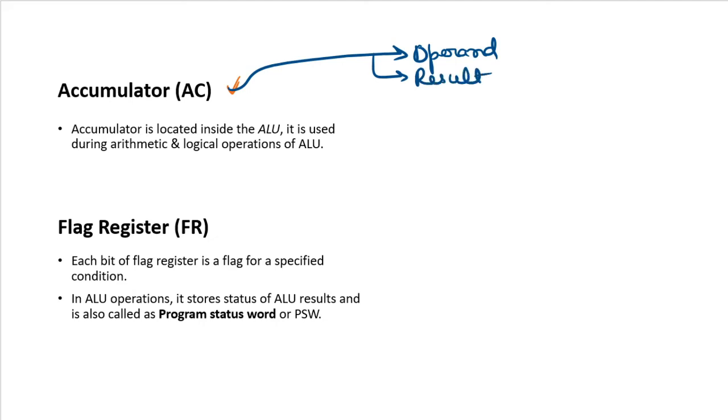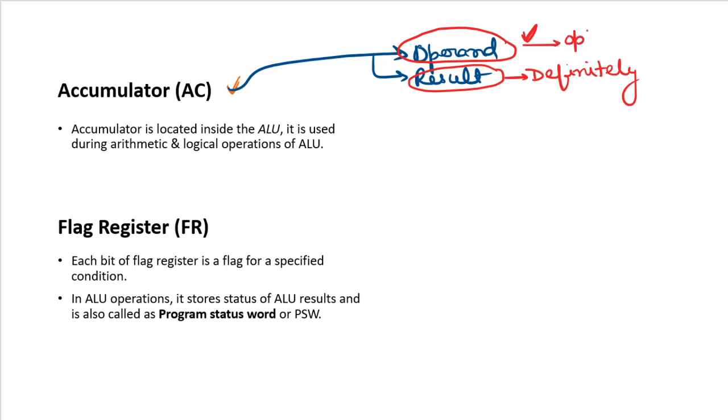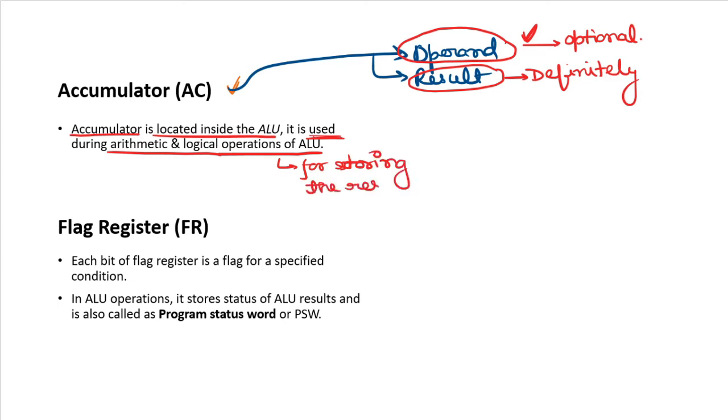So it will definitely store the result, this is definite, but depending on the architecture of our CPU, it can also store an operand. This is optional. Okay, so we can see the definition here. Accumulator is located inside the ALU and it is used during arithmetic and logic operations for storing the result. Okay, so this is the accumulator register.